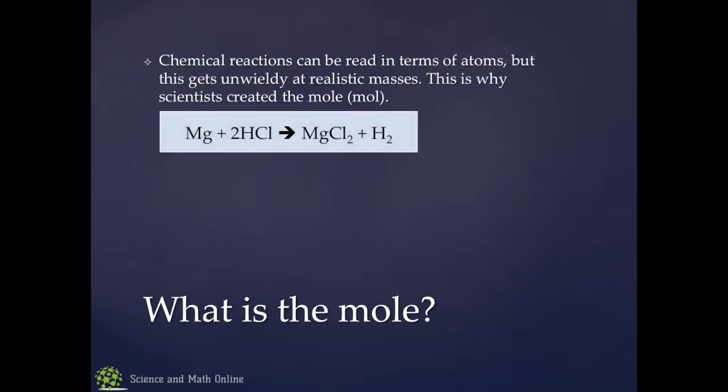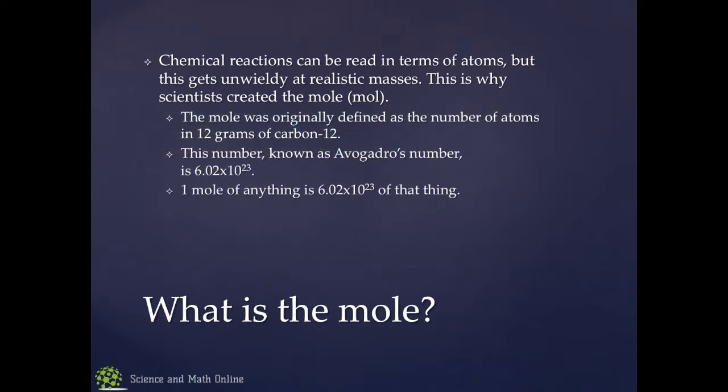Chemical reactions can be read in terms of atoms, but this gets really unrealistic when we start talking about giant amounts. If you think that a palm full of water has somewhere around 1 times 10 to the 23rd molecules of water in it, and that's really not that much water, the amounts are unwieldy. So the mole was originally defined as the number of atoms in 12 grams of carbon. It's known as Avogadro's number, 6.02 times 10 to the 23rd. And 1 mole of anything is 6.02 times 10 to the 23rd of that thing.